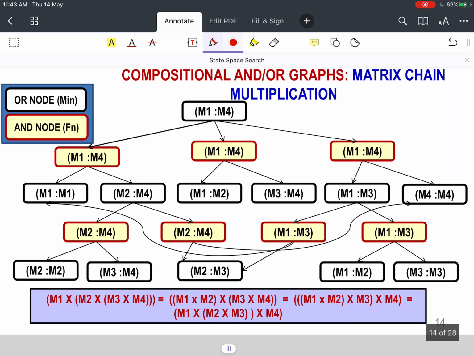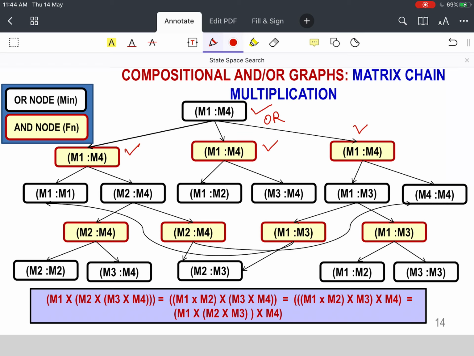So we again model it as an AND OR problem, and we have two kinds of nodes. The OR node, where we are trying to minimize among options, and an AND node where we try to break up the problem into subproblems. So in a state definition, at the root is M1 to M4 if we are to do 4 matrices M1, M2, M3, M4. And this M1 into M4 can be done in 3 different ways at this OR node.